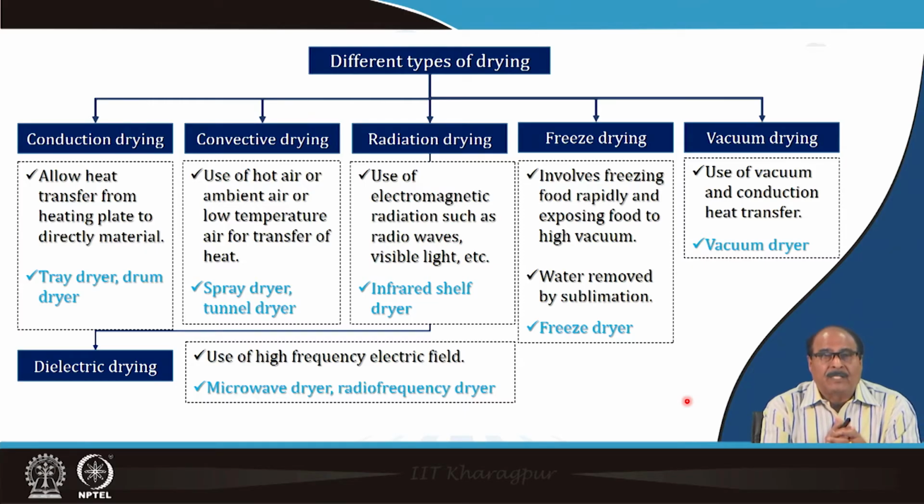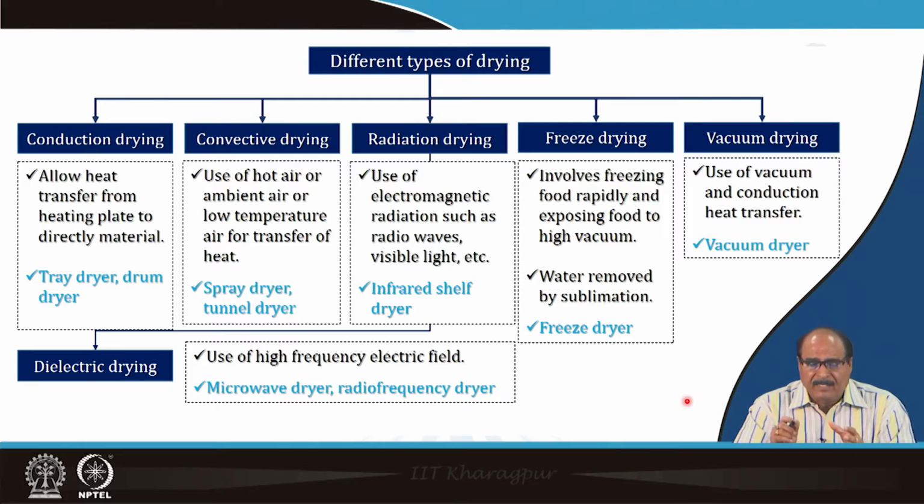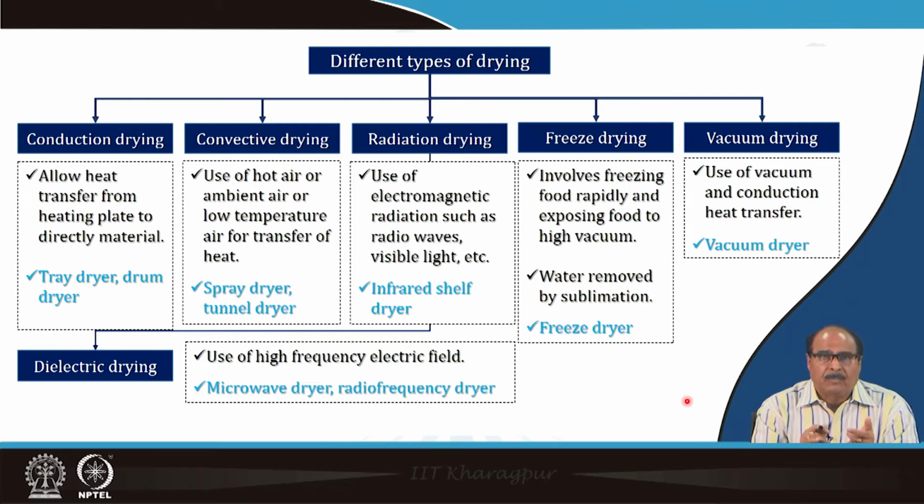Then there will be convective drying, which uses hot air, ambient air, or low temperature air for transfer of heat. For example, spray dryers and tunnel dryers work on this principle. Then there is radiation drying, which uses electromagnetic radiation such as radio waves or visible light for removal of moisture, like the infrared dryer.